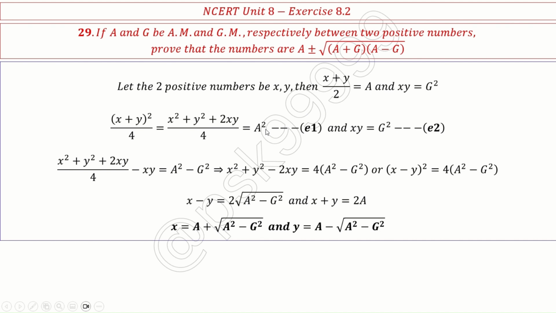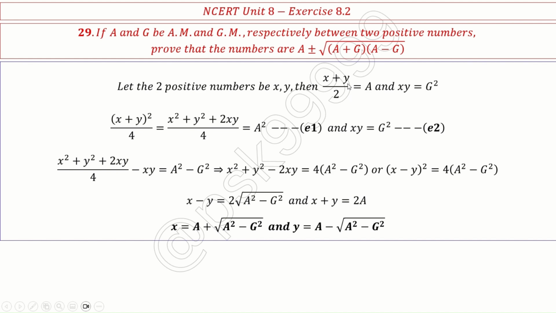Okay, a square minus g square I want to get. So I'm squaring this one, a square, and g square already there. So my a square minus g square is nothing but x minus y whole square equal to 4 times a square minus g square. Okay, and x minus y is 2 square root of a square minus g square.